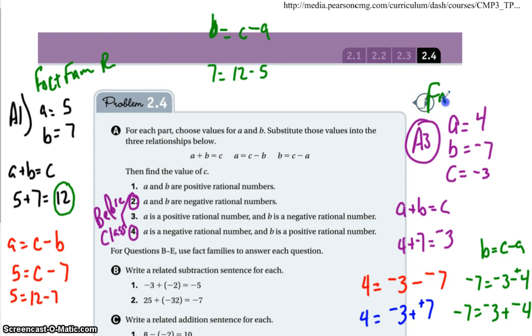A3 is a fact family relationship. Again, before class, I want you to do B2 and B4.